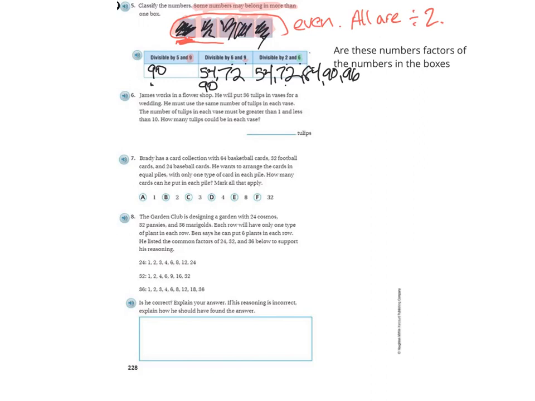Let's do number 6. James and his flower shop. Now in my class, I like to line out the things I don't care about. I'm not going to do that here. I'm just going to highlight the things I care about. All right. He will put 36 tulips. That's all I care. 36 tulips.